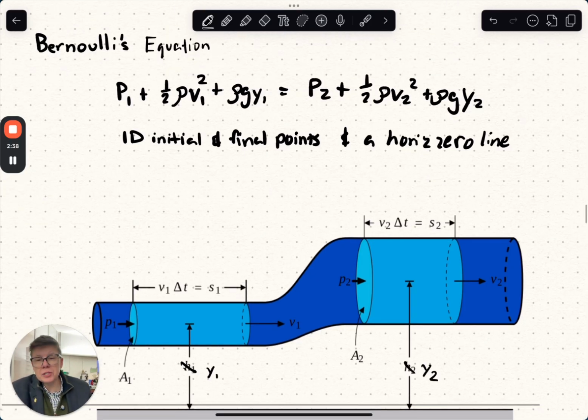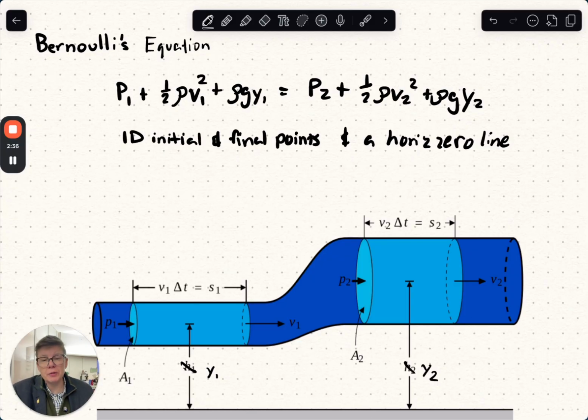It's important when solving Bernoulli's equation problems that you identify initial and final heights, initial and final points in the problem. So like we're going to talk about the problem here versus here, and that you identify a zero line for height. In a lot of the problems I've seen, we often will identify the zero level here on the left side, or conveniently on the right side, depending on what's easier for you. That way one of these heights gets to be 0.